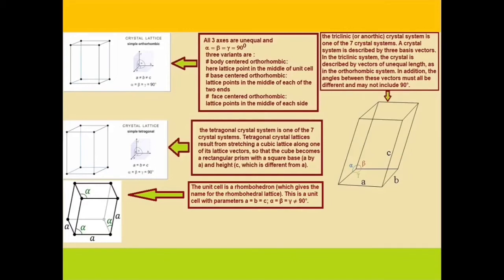3 variants are there in the case of the orthorhombic crystal lattice. First, body-centered orthorhombic. Here a lattice point in the middle of the unit cell is decided. Base-centered orthorhombic: lattice points in the middle of each of the 2 ends are fixed. Third variant is face-centered orthorhombic: lattice points in the middle of each side are fixed.